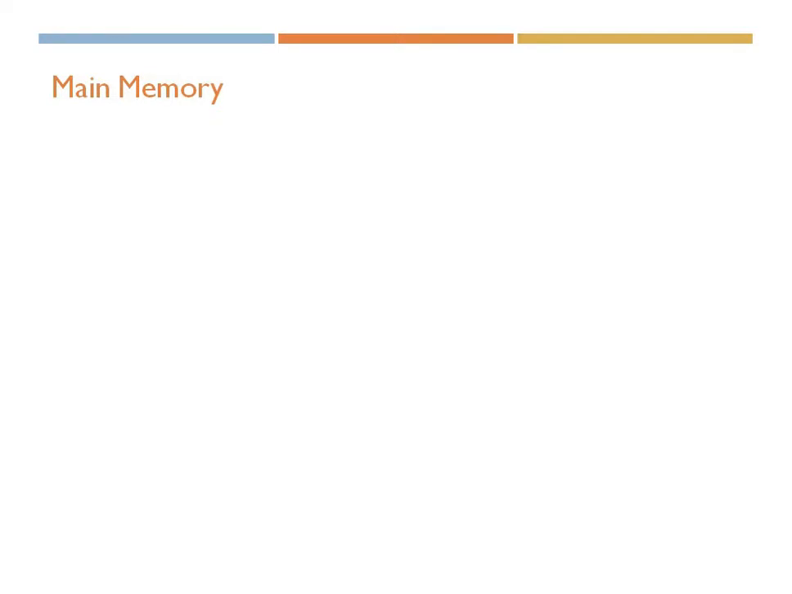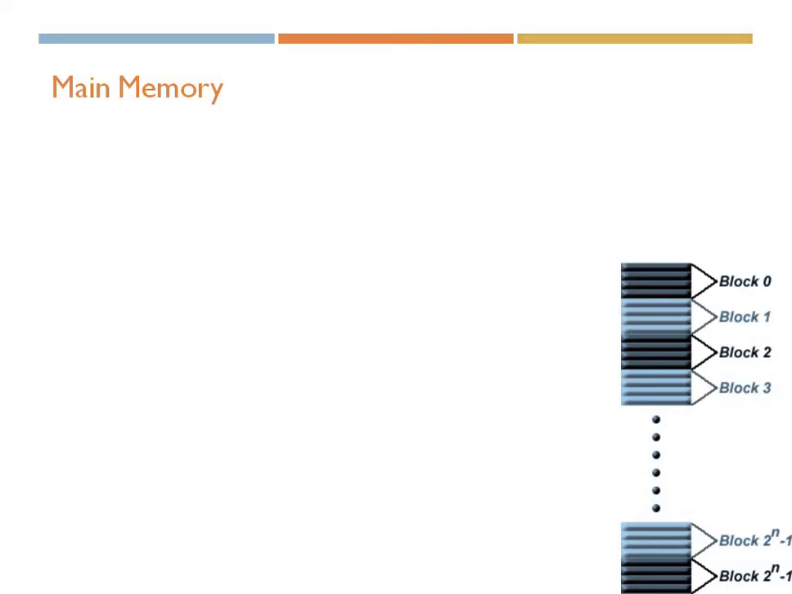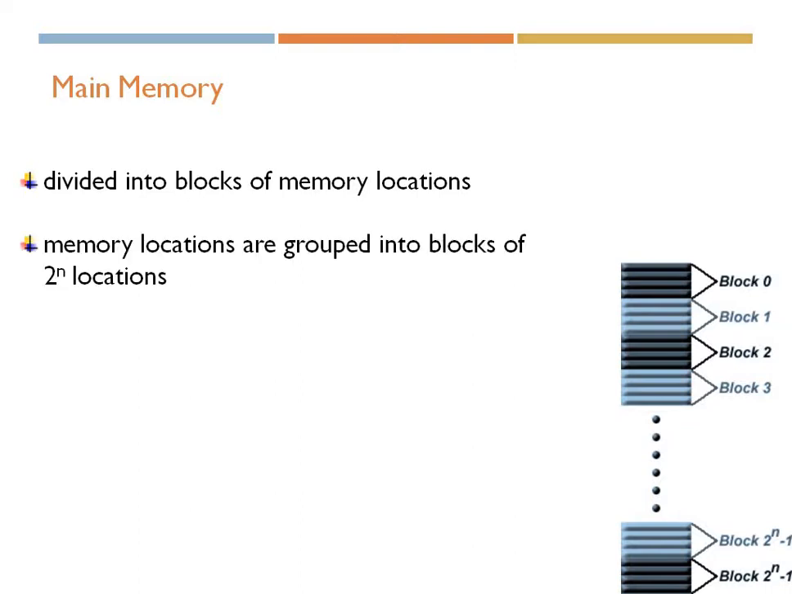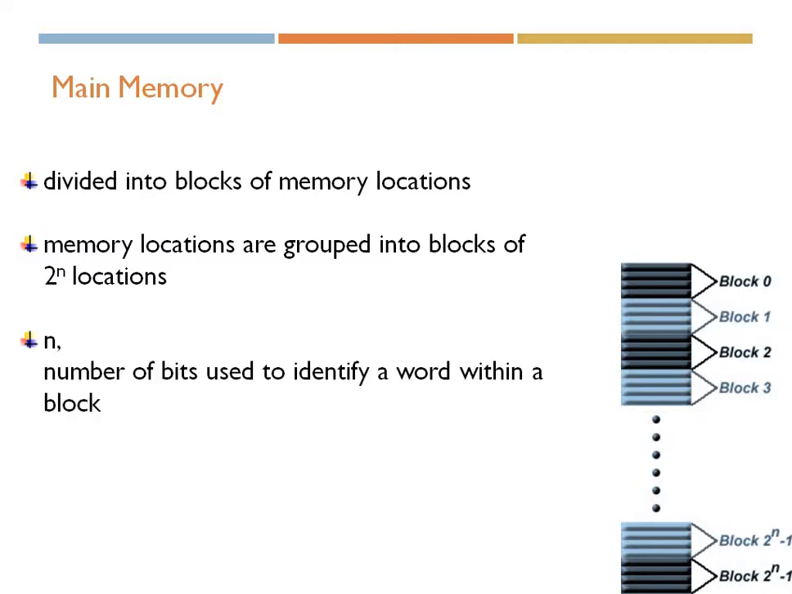The first concept is main memory. The main memory is going to be divided into blocks of memory locations. These blocks of memory locations will be grouped based on 2 raised to n locations, where n is the number of bits used to identify a word within a block. So the word will be identified with the particular block.